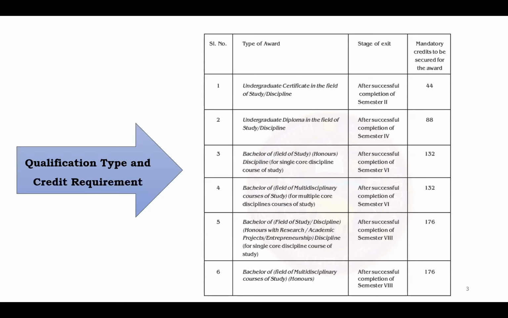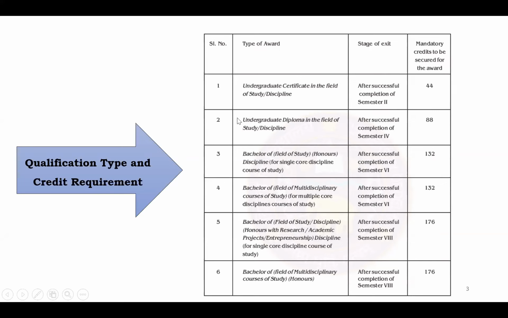So the first slide, which talks about qualification type and credit requirement, you all are aware that we are going to talk about academic credits here. Just like you deposit your money in the bank, there is a credit bank which is going to take care of all your credits, and the credits which you accumulate over the 4 years. And how you accumulate across how many semesters is going to decide what degree you are going to be offered after every single stage.